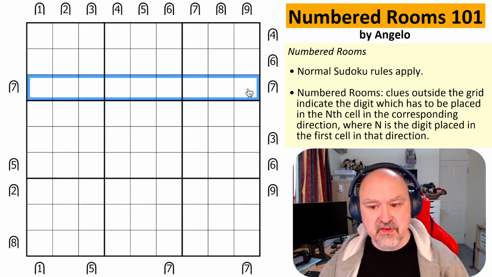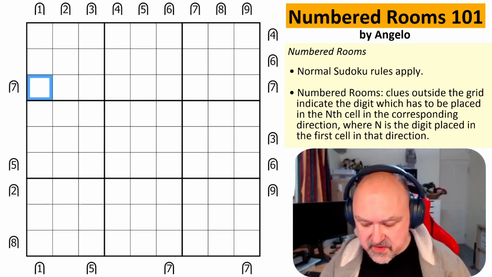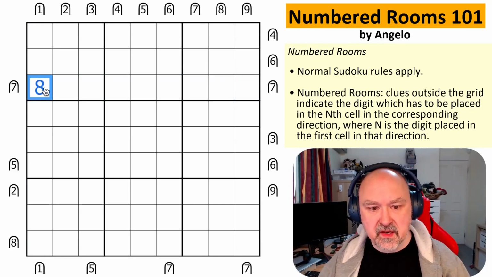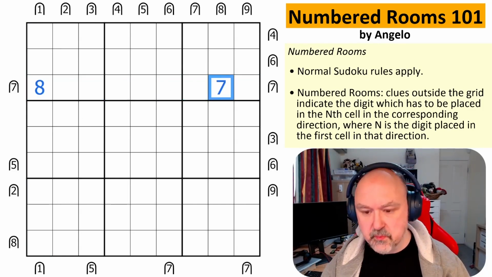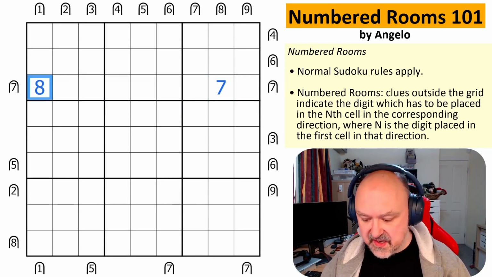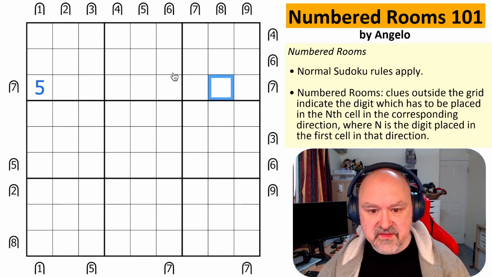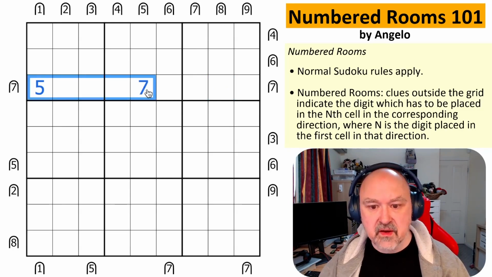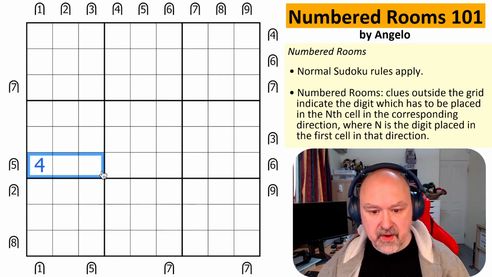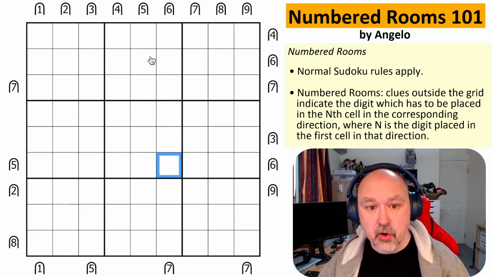So if we use this 7 clue, for example, if this was an 8, that would mean that we would count 8 cells along, and that's where we would put the 7. If this was a 5, that would mean we would count 5 cells along, and that's where we would put the 7. That's all the numbered rooms clues mean. Similarly with the 5. If this was a 4, we would have to put the 5 in the 4th cell along. That's the entire restriction we've got. We've got no numbers given in the grid. All we've got is the clues outside the grid.